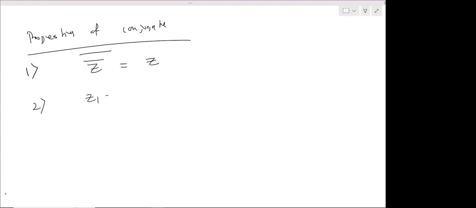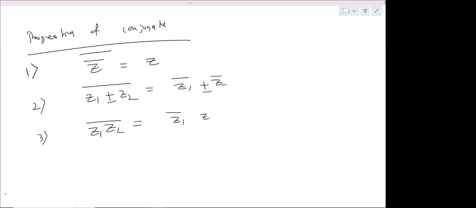Second one, if two complex numbers are added like this and you have to take whole bar, then this will simply be z1 bar plus z2 bar. Same with subtraction. If two numbers are multiplied and taken bar, then this simply is z1 bar, z2 bar. You can break the bar. Same with division. Please note it down.